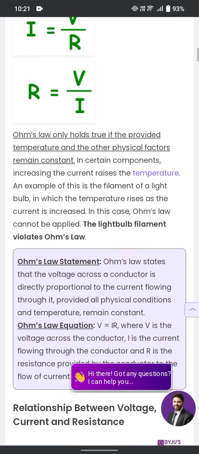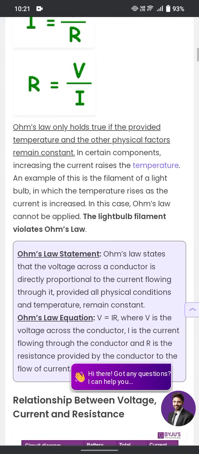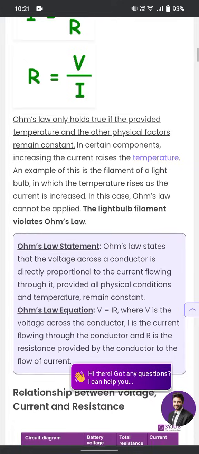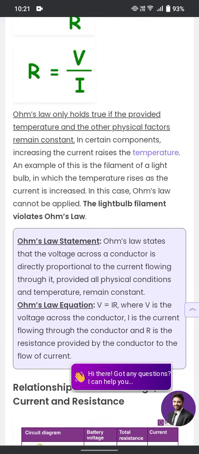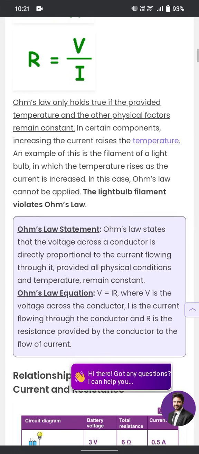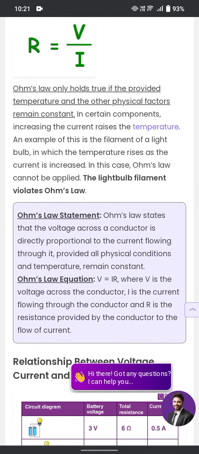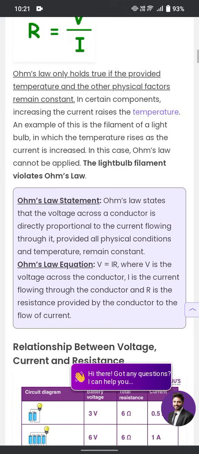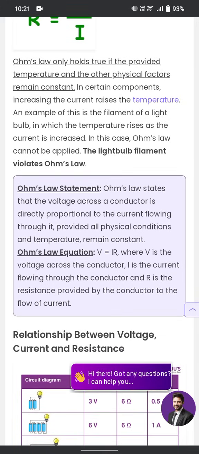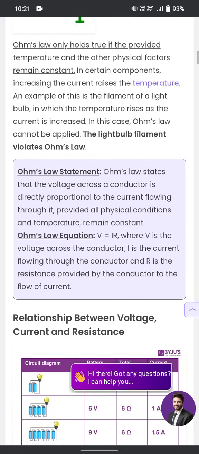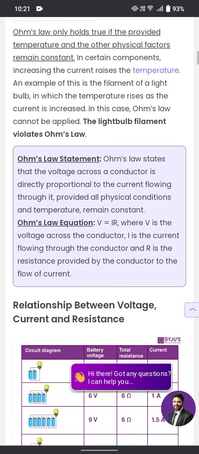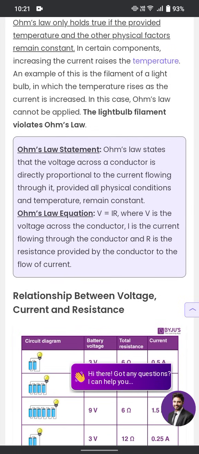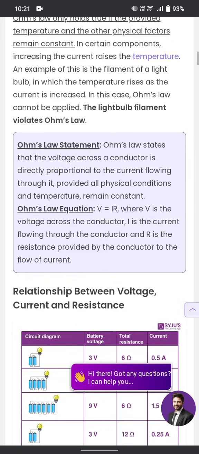Ohm's law only holds true if the temperature and the other physical factors remain constant. In certain components, increasing the current raises the temperature. An example of this is the filament of a light bulb, in which the temperature rises as the current is increased. In this case, Ohm's law cannot be applied. The light bulb filament violates Ohm's law.